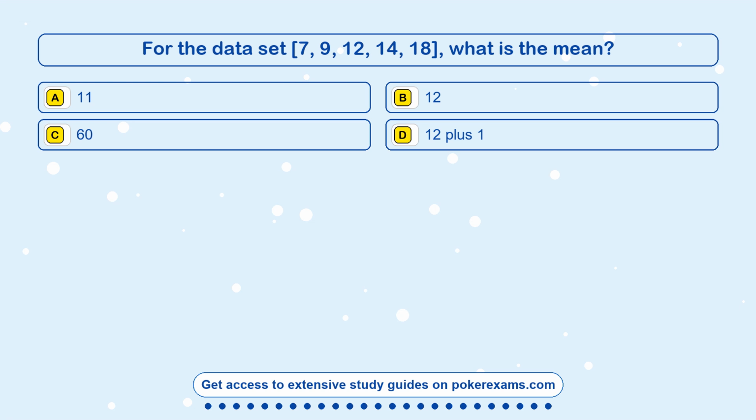Question 19. For the data set 7, 9, 12, 14, 18, what is the mean? Option A 11. Option B 12. Option C 60. Option D 12 plus 1.